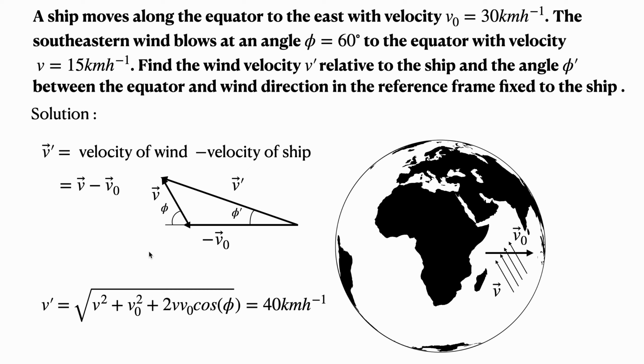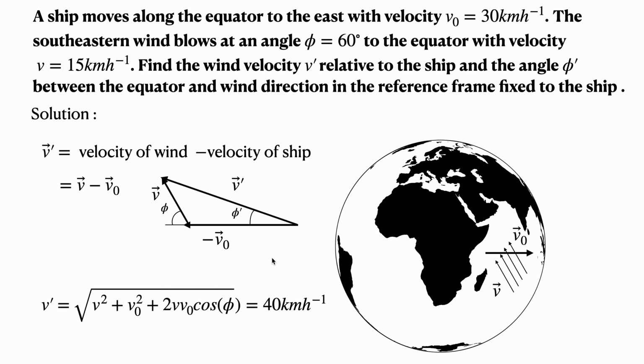Using the formula of vector addition, we can evaluate the subtraction of two vectors by considering the first vector to be minus vector v naught and the second vector to be vector v, and they are making an angle phi from the first vector. So the modulus of the resultant vector v prime will be equal to square root of v square plus v naught square plus 2 v v naught cos phi, which equals 40 km per hour, and the angle that the resultant velocity makes with the equator is denoted by phi prime.